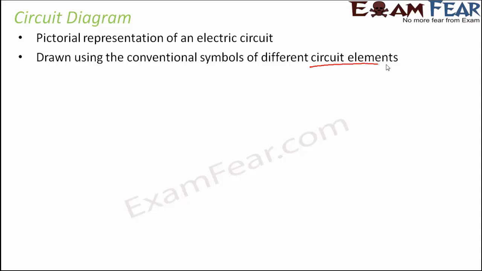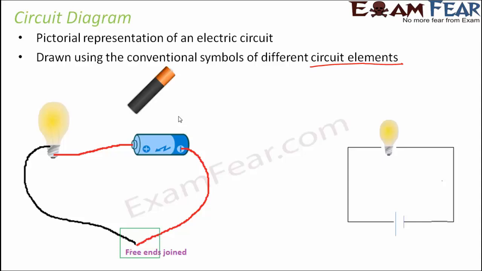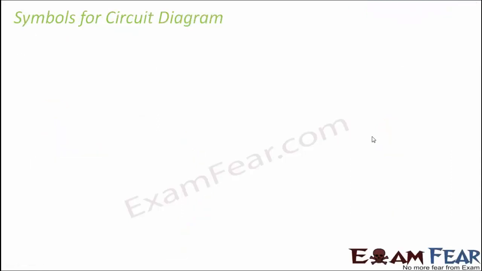Now what are circuit elements? The various components which are present in a circuit. For example, the bulb, the battery, the switch. These are all circuit elements. It is very important that we use the correct symbol for each of the elements. So let us look at the conventional circuit, the real circuit. This is how it looks. But when you draw a circuit diagram for the same circuit, this is how it would be, where instead of the battery, you use this symbol, instead of the key, you use this symbol, and you have a bulb. Now let us quickly look at the symbols for a circuit diagram.